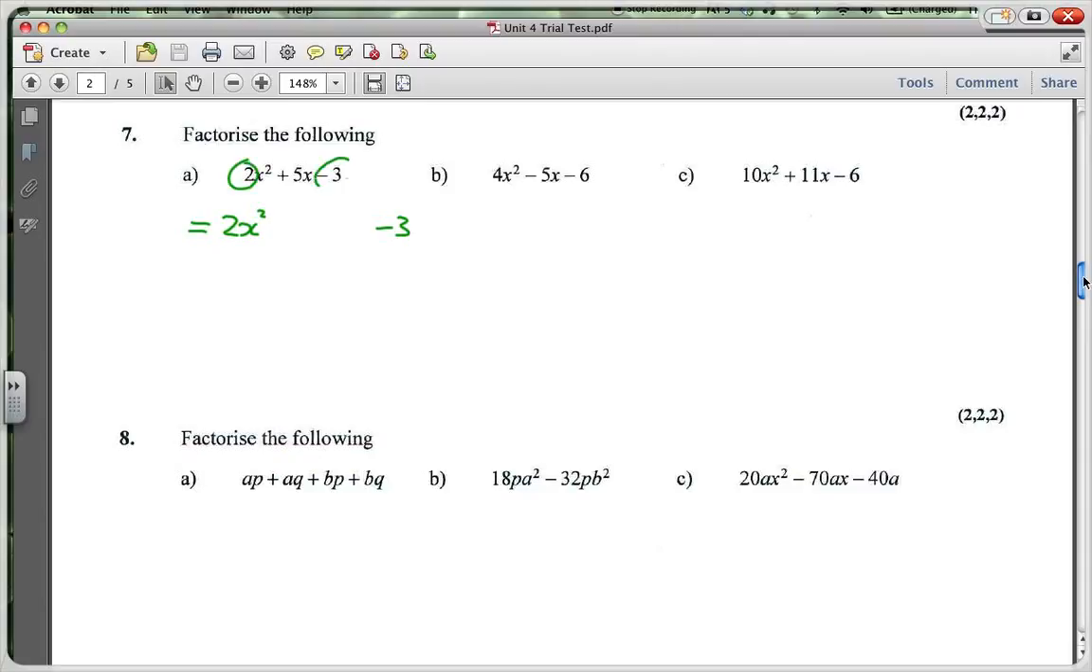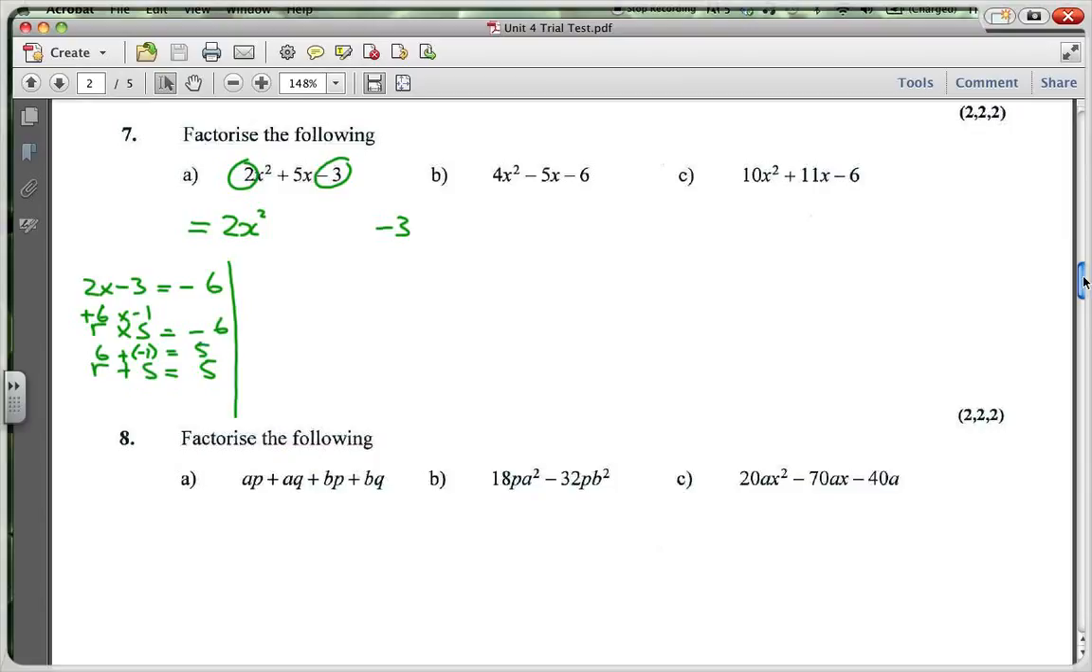We take this, and we multiply. So 2 times negative 3 is equal to negative 6. And then we look at, as before, two numbers, r times s, which equals negative 6, and r plus s, which is equal to 5, as we did before. And obviously that is going to be 6 times negative 1. That will give me my negative 6, and when I add 6 plus negative 1, I get my 5.